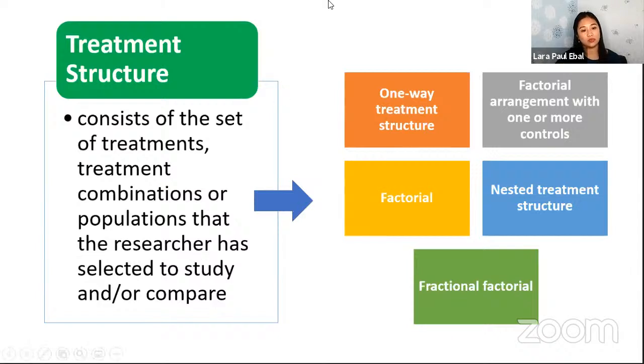So these are possible treatment structures, as you can see on the right-hand side: one-way treatment structure, factorial arrangement with 1 or more controls, nested treatment structure, or fractional factorial. We will just focus on the one-way treatment structure, but this is very important. If you already understand the one-way treatment structure, you can continue learning the other treatment structures: the factorial, the fractional factorial, or the nested.